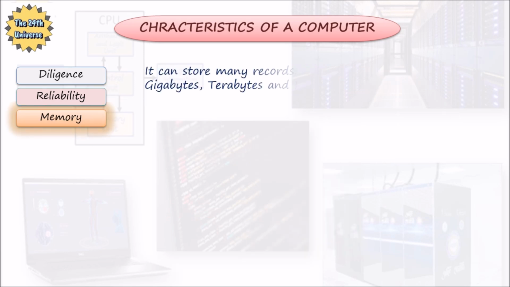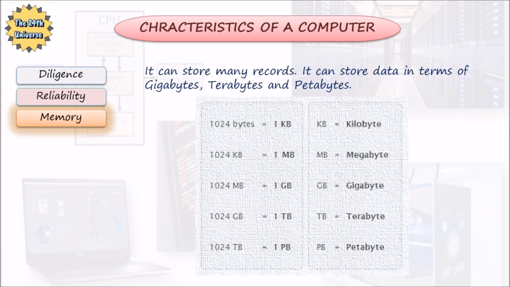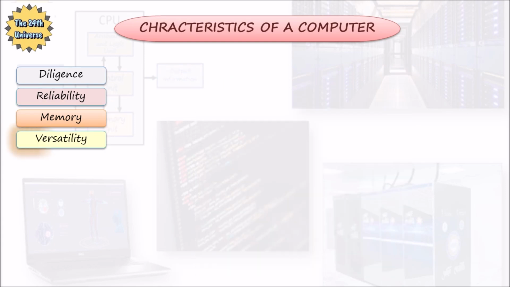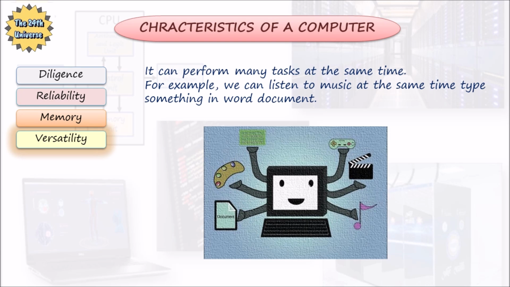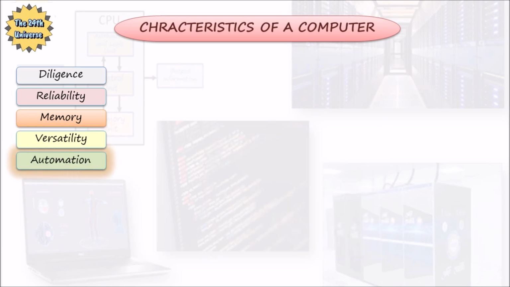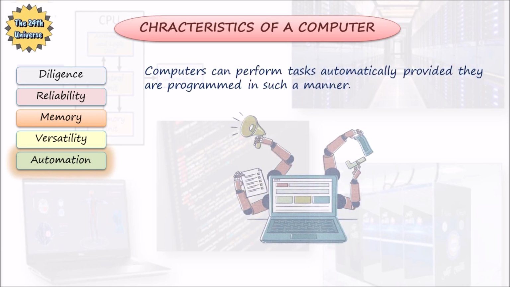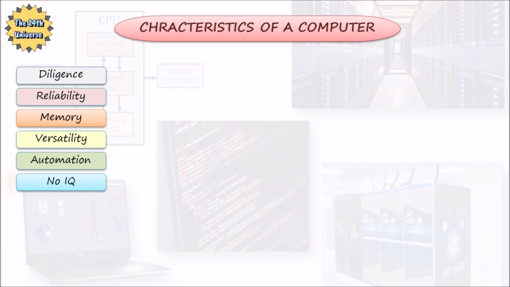Memory. It can store many records. It can store data in terms of gigabytes, terabytes, and petabytes. Versatility. It can perform many tasks at the same time. For example, we can listen to music and at the same time type something in a Word document. Automation. Computers can perform tasks automatically provided they are programmed in such a manner. No IQ.